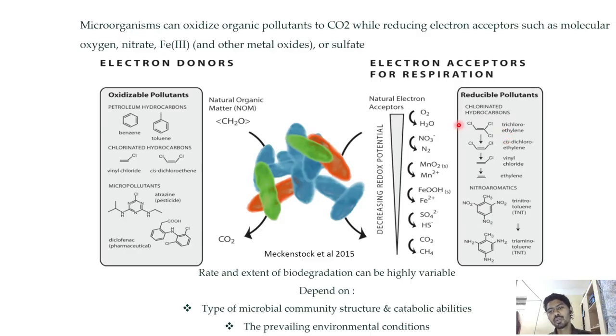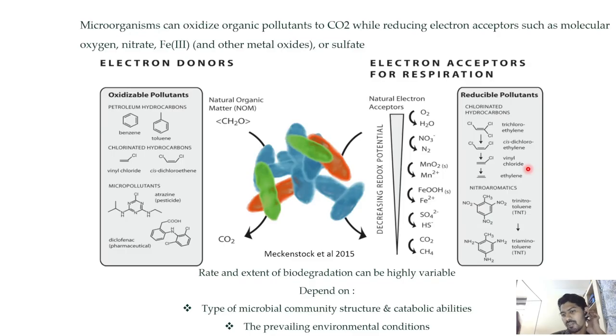That is due to the presence of three chlorine atoms. This is regarded as trichloroethane. And what happens during the biodegradation? This trichloro first will be converted into dichloroethylene, then into monochloroethylene, which is called vinyl chloride. So upon degradation, it will finally be converted into ethylene.